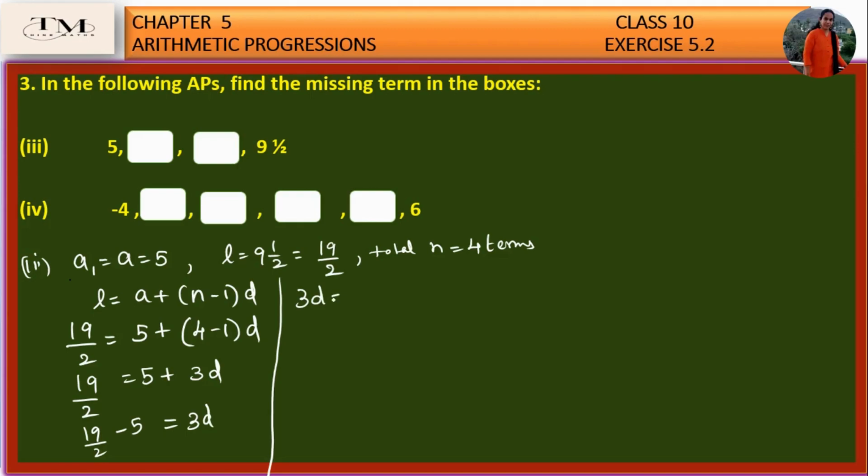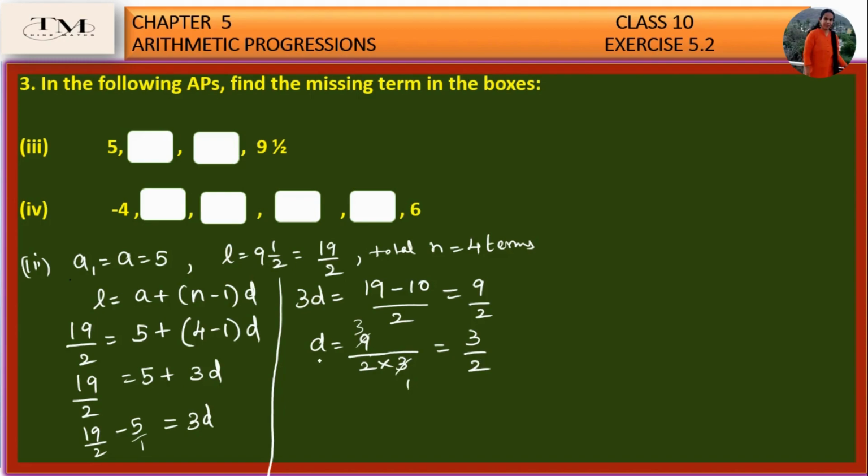So 3d will be equal to, if I take 2 as LCM, 19 will be there. You have to cross multiply. 5 is nothing but 5 divided by 1. 2 into 1 is 2. So you have to cross multiply 19 into 1 minus 2 into 5, which is 10. So 19 minus 10 is 9 by 2. So 3d is 9 by 2. Here 3 is in multiplication, so it will come to division. Both are in the 3 tables. So 3 3s are 9, 1 3s are 3. So it is 3 by 2. So d is equal to 3 by 2.